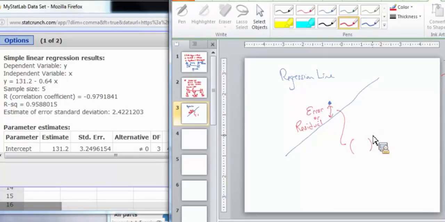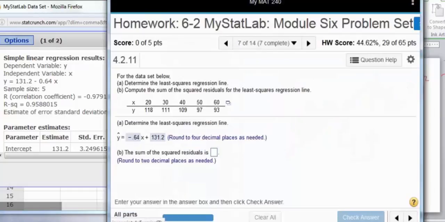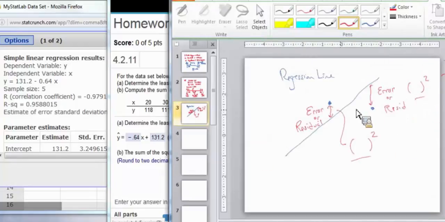Okay, try again. So we take the residual at that point. We take another one of the data values, look at the error or residual here, and we square that. So we square all the residuals and add them together. So that's what the problem means: sum of squared residuals. We square each residual and sum them, add them up.